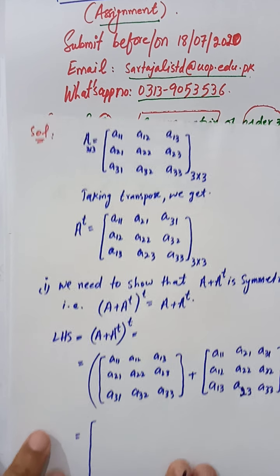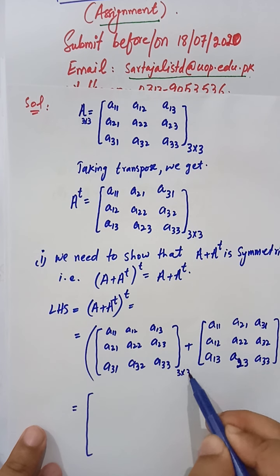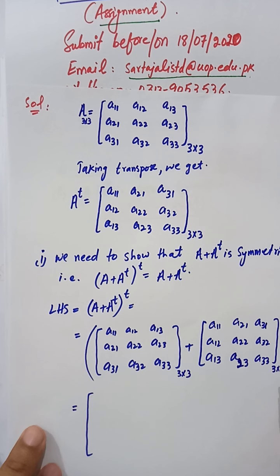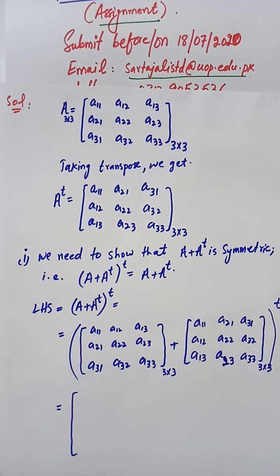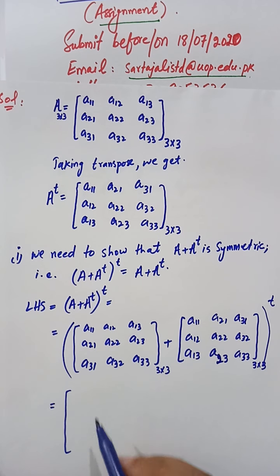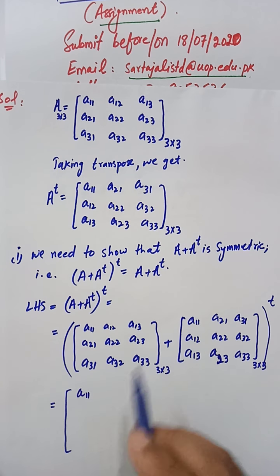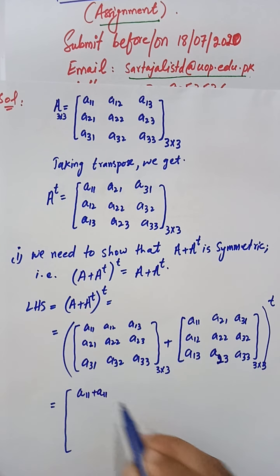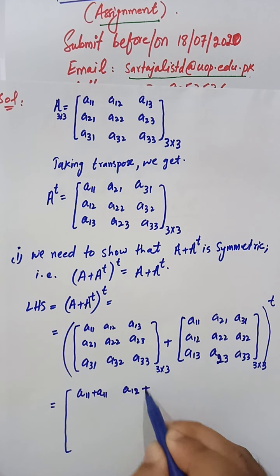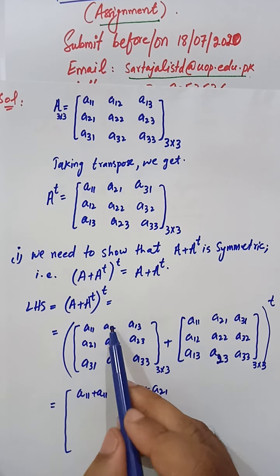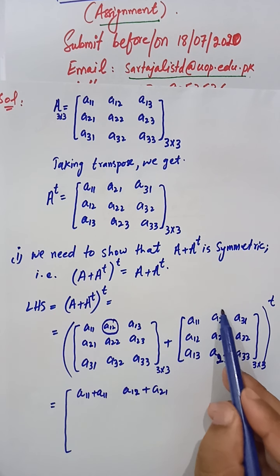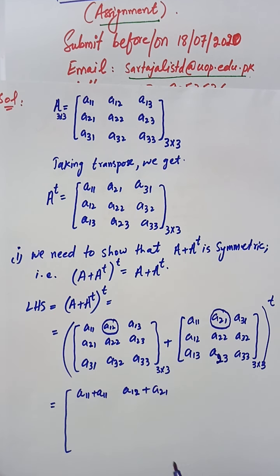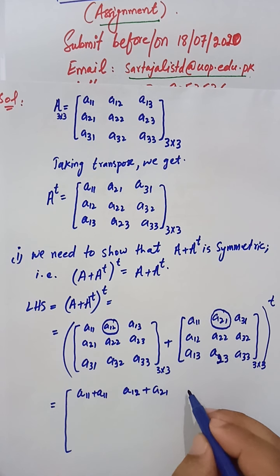So I am adding. Two matrices are said to be compatible for addition if their order is equal. This matrix is 3 by 3 and this is also 3 by 3, so the order is the same and they are compatible for addition. So corresponding elements will be added. A11 will be added with A11, A12 will be added with A21, because this is the element which lies in the first row and second column, and this is also the element which lies in the first row and second column. That's how they are corresponding.